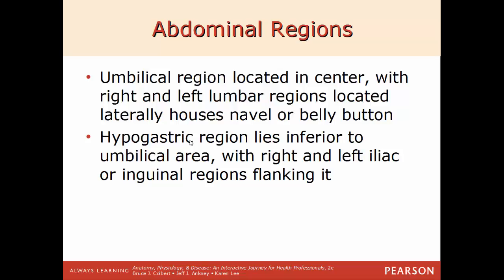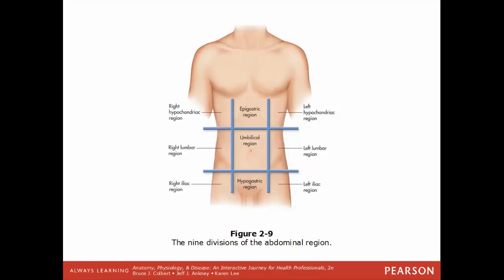We're going back to the tic-tac-toe pattern. This would be on the bottom row in the middle. And to the right and left of that region would be the right and left iliac. So we get into our tic-tac-toe pattern. Belly button right in the middle, umbilical. Just above that, epigastric. Right hypochondriac, left hypochondriac. On either side of the umbilical, right lumbar, left lumbar. Hypogastric, lower middle square, and right iliac, left iliac.